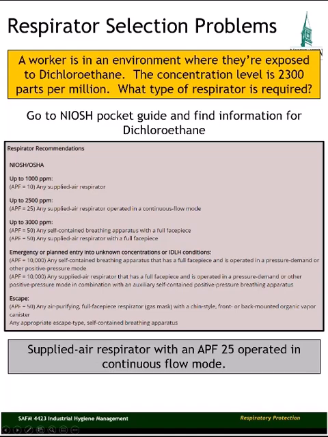And when we find this information, 2,300, again, we know our exposure level, so we only have one option. Up to 2,500 parts per million, it's recommended that an APF equals 25 supplied air respirator operated in a continuous flow mode. That's what would be required in this situation. None of these other options are on the table.